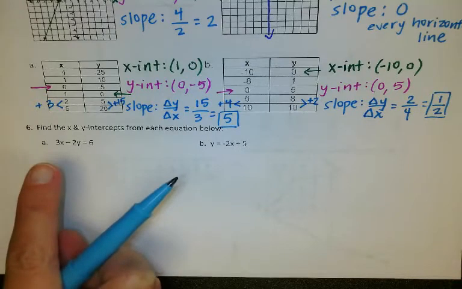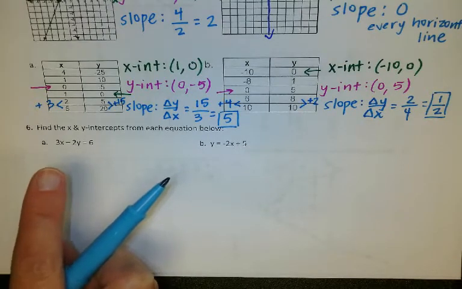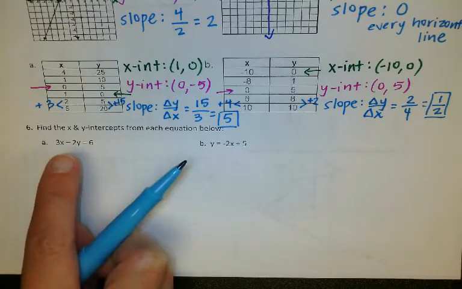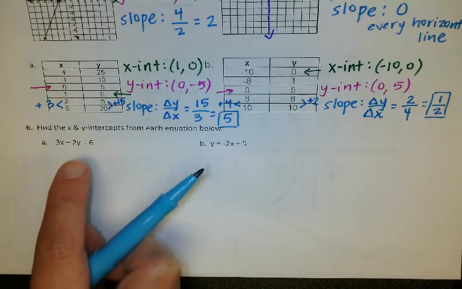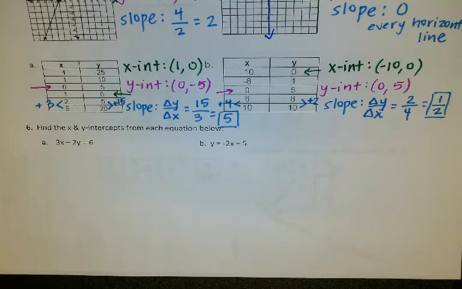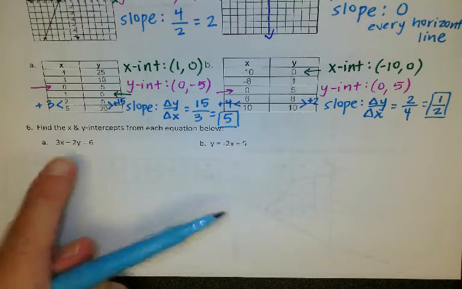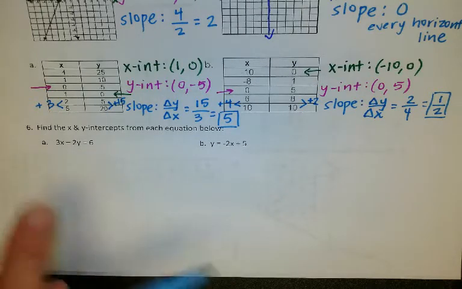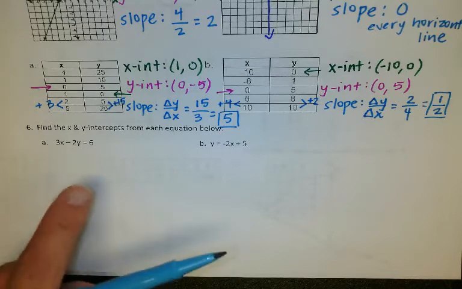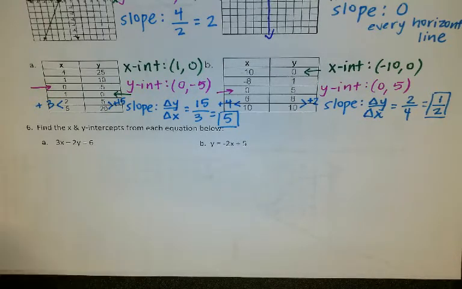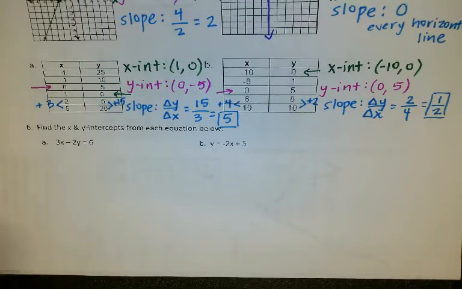So A says find the x and y intercept from the equation, and then it gives us one in standard form, 3x minus 2y equals 6. I know that in the first unit we spent a lot of time getting y by itself. We don't actually have to here. So we're going to use what we know about intercepts.